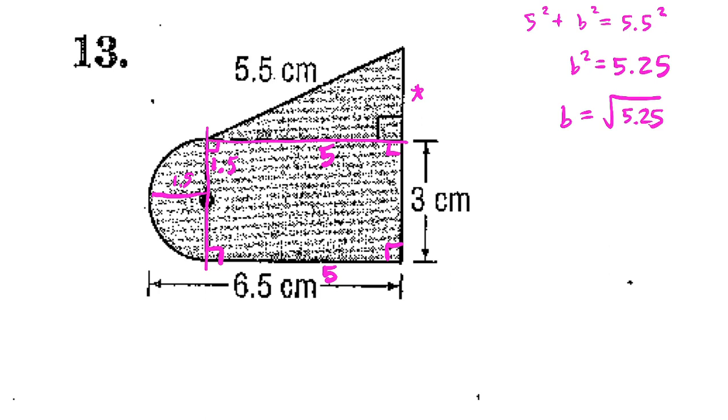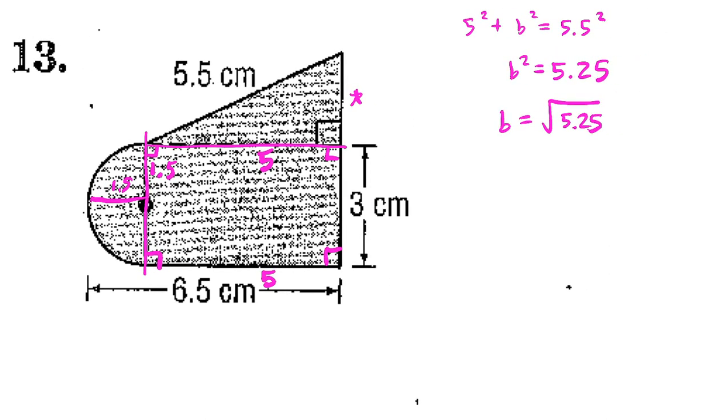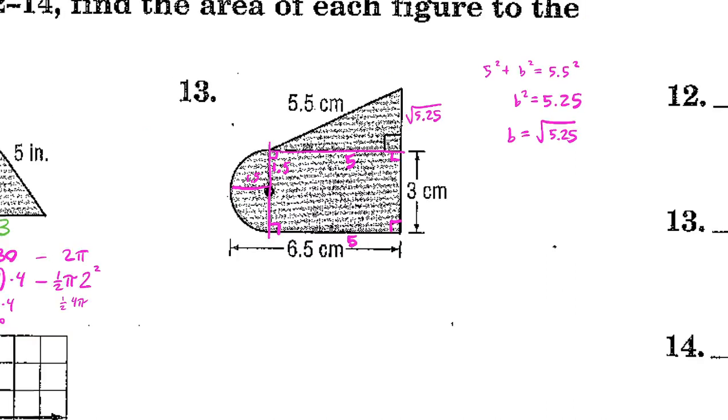Does that have a nice square root? I don't think so. No, it doesn't. Yeah, that doesn't have a nice square root. Anyways, so that's what b is over here. That's the square root of 5.25. And now we just have 3 separate areas.